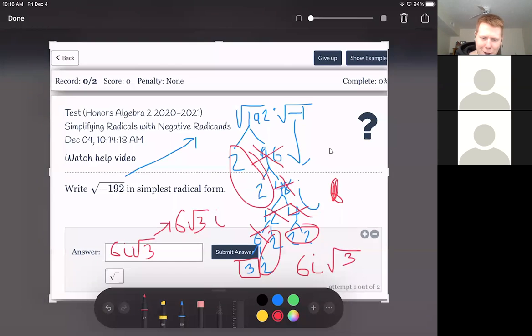Someone pointed out, yeah, 2 times 2 times 2 is not 6. Sorry, this should have been an 8. So sorry about that.